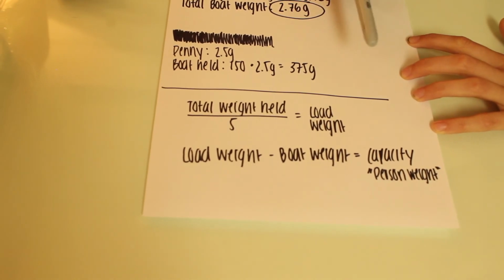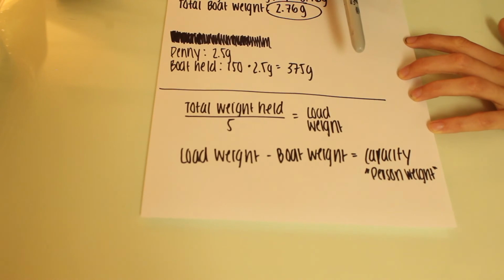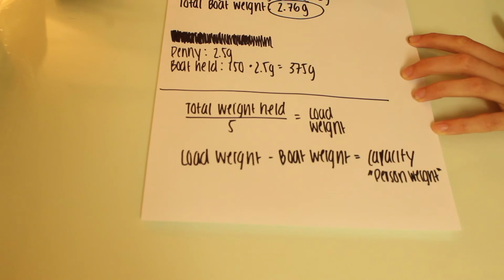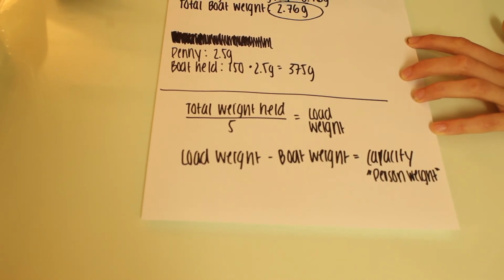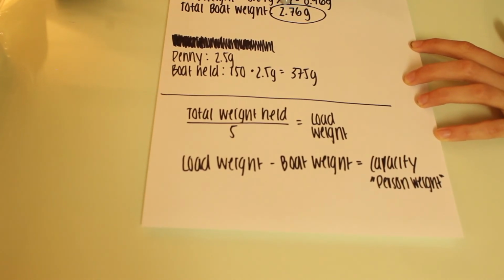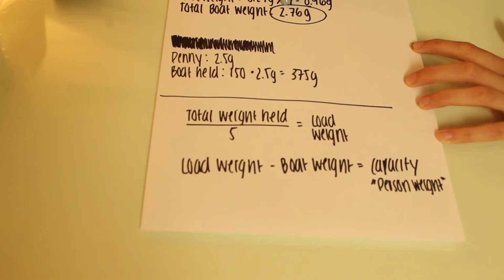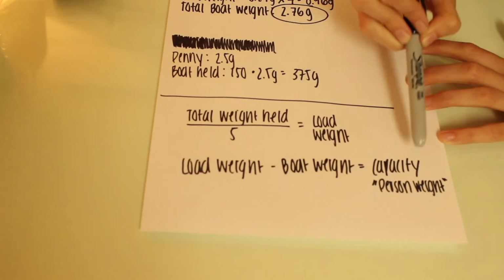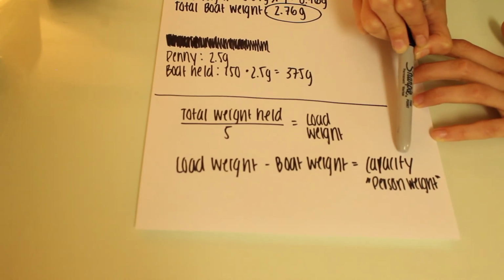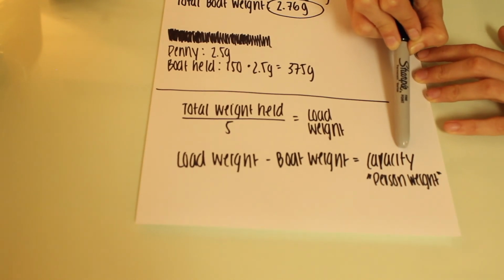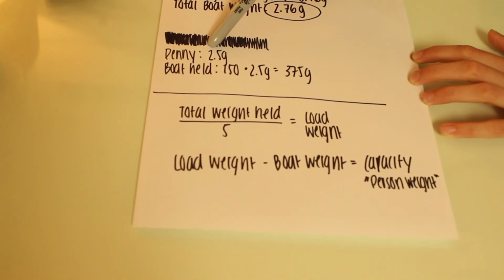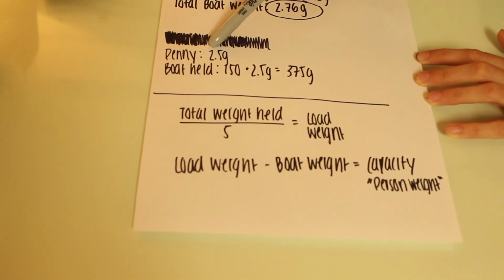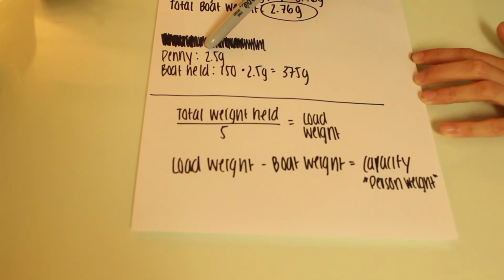You then take the 75 grams that your boat can safely hold and subtract the weight of your boat. That will give us an odd number, somewhere around 72 grams or so. We then take that 72 grams, which gives us our person weight. If each person is 2.5 grams, we can have about 28 people on our boat safely.